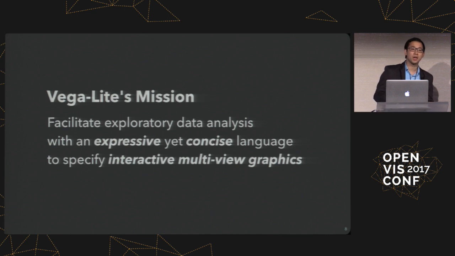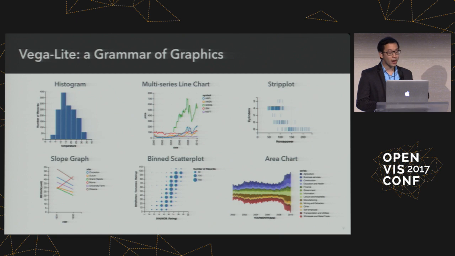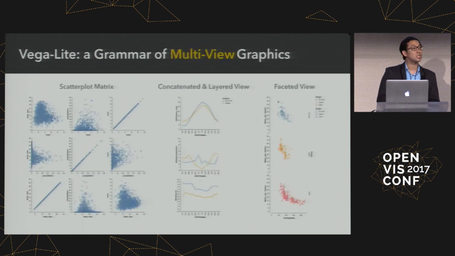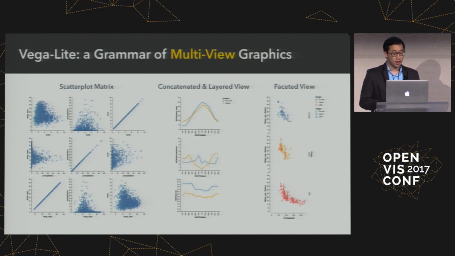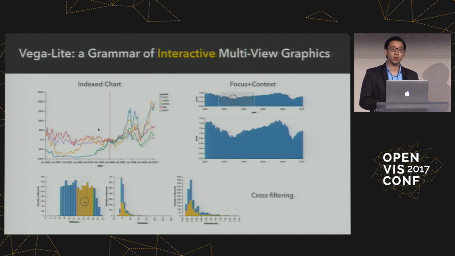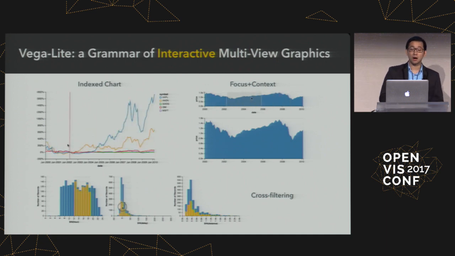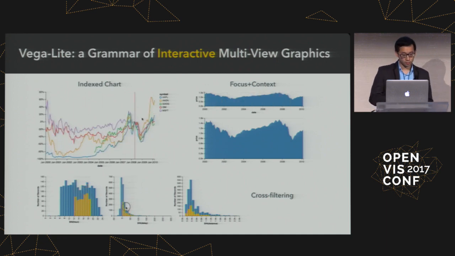In designing Vega-Lite, our mission is to facilitate exploratory data analysis by providing an expressive yet concise language to specify interactive multi-view graphics. Inspired by ggplot and Tableau, Vega-Lite provides a concise language to express a broad range of visual encodings. In addition, Vega-Lite goes beyond this traditional grammar of graphics by providing operators for composing multi-view graphics. And finally, we also present building blocks for composing interaction using selections. With Vega-Lite, all of these building blocks are available in a single unified language.